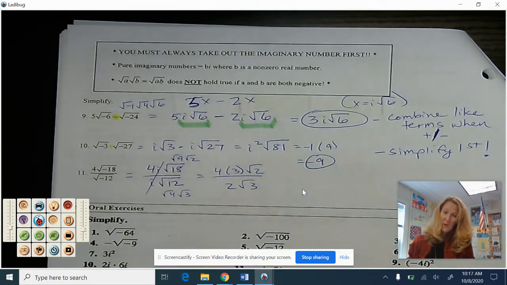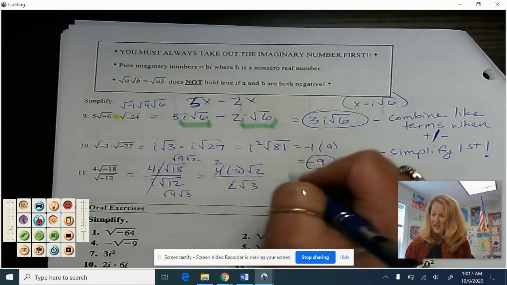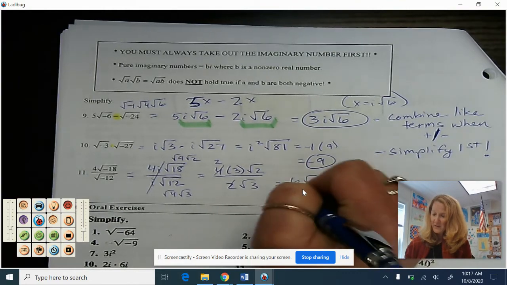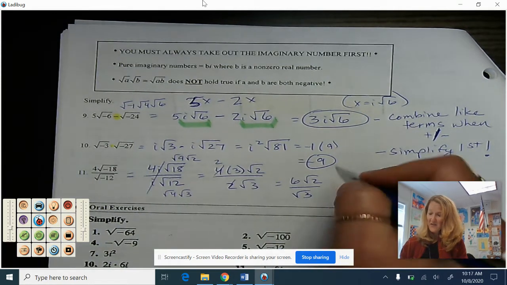4 times 3 is 12. 12 divided by 2 is 6. You also could say 4 divided by 2 is 2. So you're going to get 6 root 2 divided by the square root of 3. And you are not allowed to leave that as your simplified answer because you have a radical in the denominator.